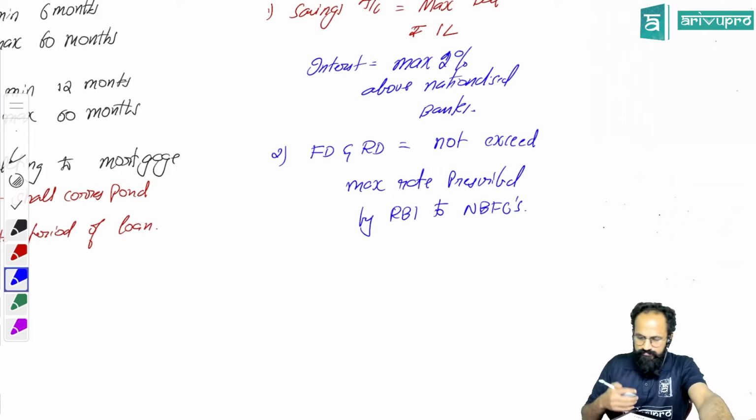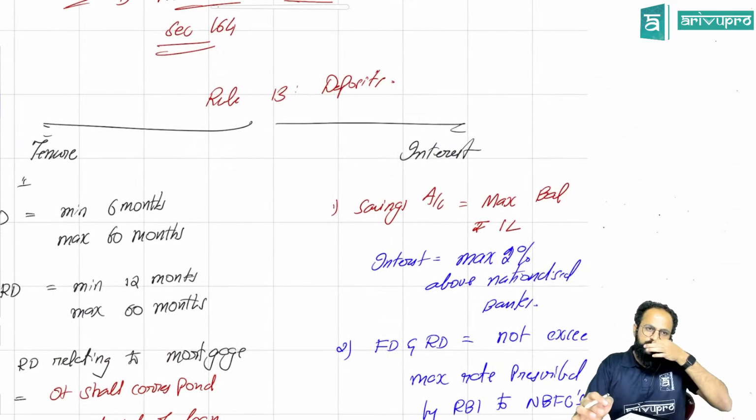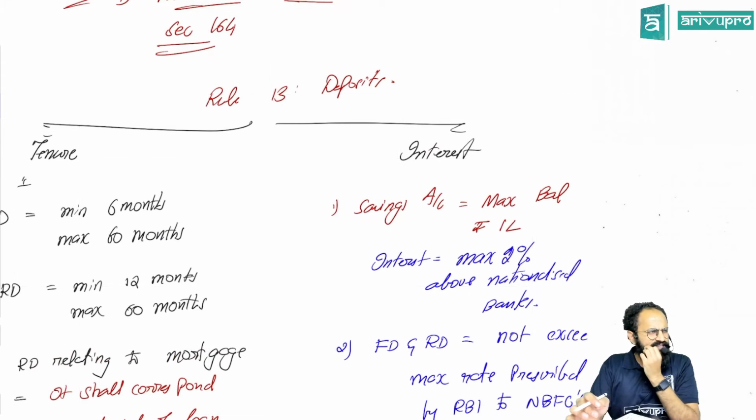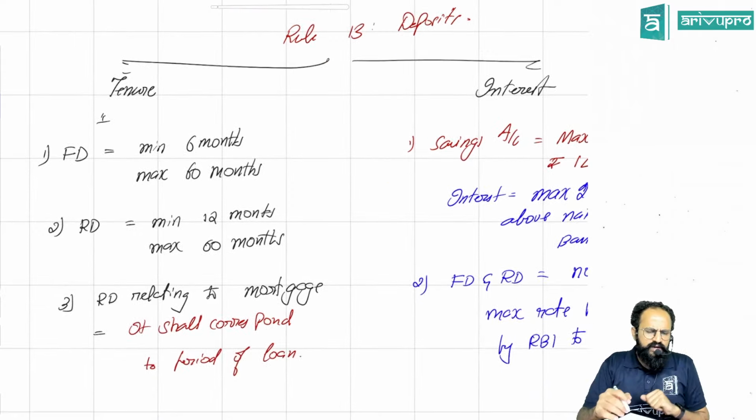Okay, so what are they saying, people? I told you, Nidhi's major objective is accepting deposits and giving loans. With regards to deposits, certain rules are there: what is the minimum and maximum tenure, and what is the interest you can pay. It depends upon what you're accepting.